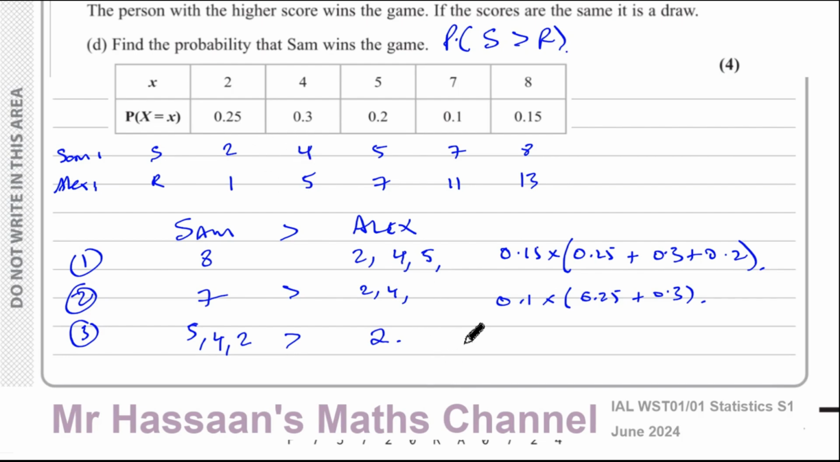Okay, so here we got to take this time Sam's scoring 5 and a 4 or a 2. So it's going to be 0.2 plus 0.3 plus 0.25. And this is multiplied by, when he gets a 2 here, which is going to be 0.25. Okay, so those three combined should give you your answer.